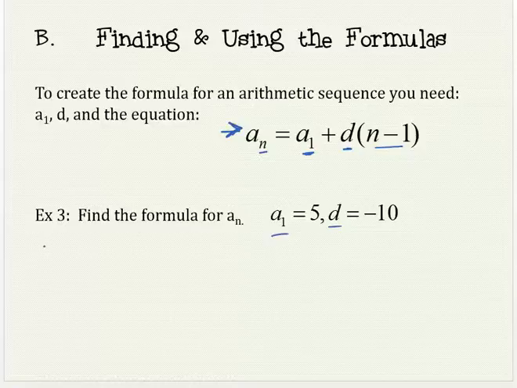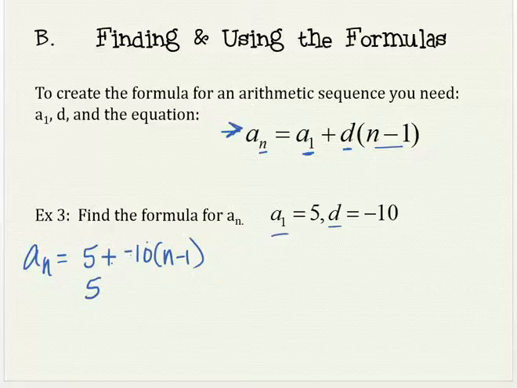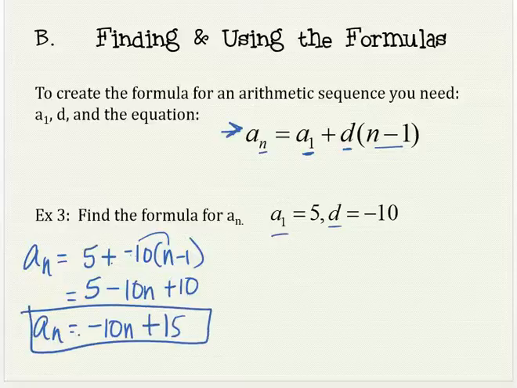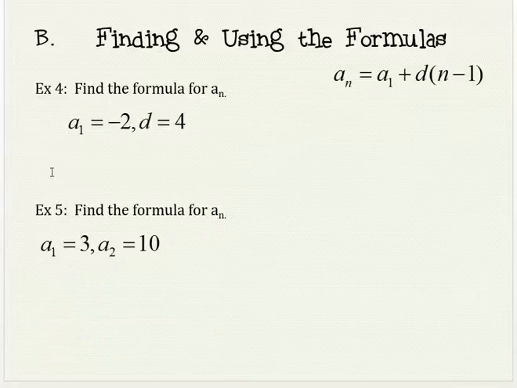That's normal. So I do this. A sub n equals 5 plus negative 10 times n minus 1. Now remember, positive and negative is going to make that negative. And I'm going to distribute that negative 10. So it's going to be negative 10n. Negative 10 times negative 1 is a plus 10. Then I clean it up. So I have negative 10n plus 15. All right. So notice your formula has an n in it. It's a generic formula to find any term in the sequence. So that's okay. Let's try this again.